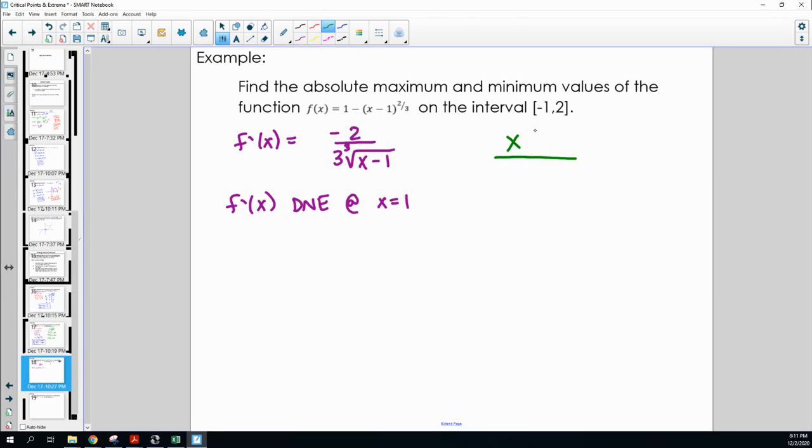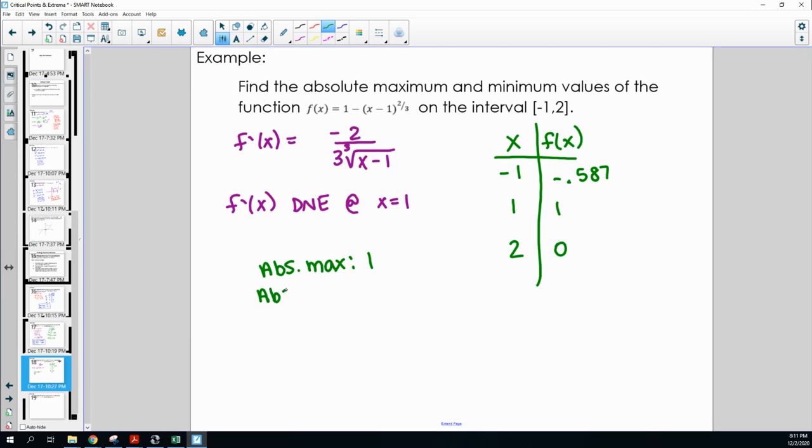So again, I'm going to make an f of x chart. I'm going to plug in my endpoints, so negative 1 and 2, and then I have my critical point of 1. If I plug in negative 1, I get negative 0.587. If I plug in 1, I get 1. If I plug in 2, I get 0. So we have an absolute max at 1, and we have an absolute min at negative 0.587.